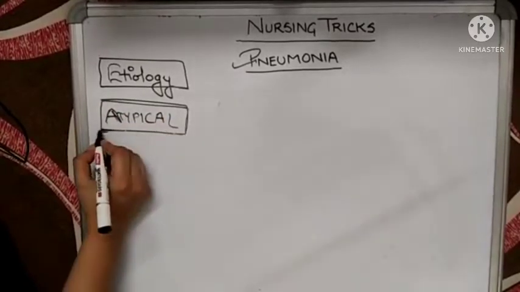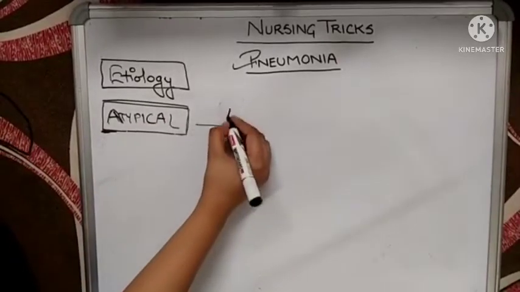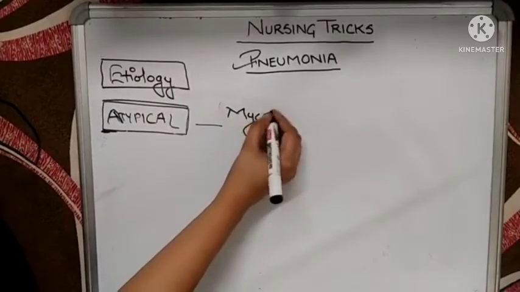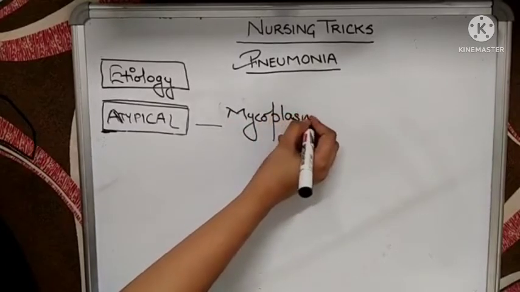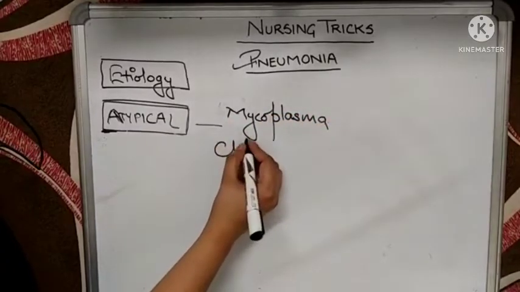So next is atypical. In atypical we have mycoplasma and we have chlamydia.